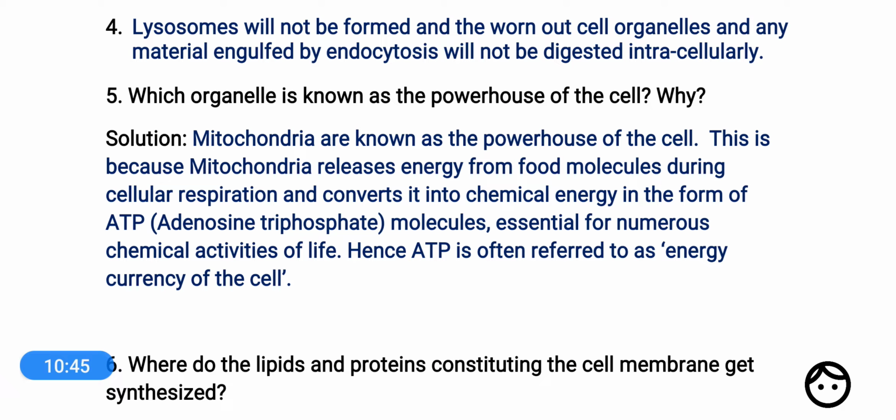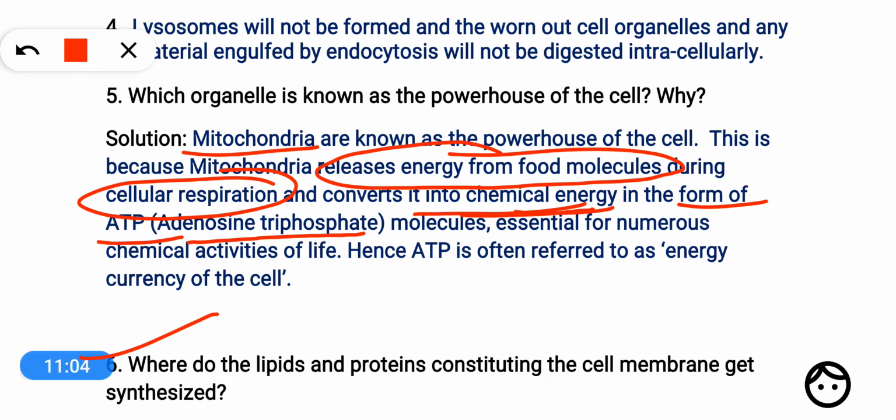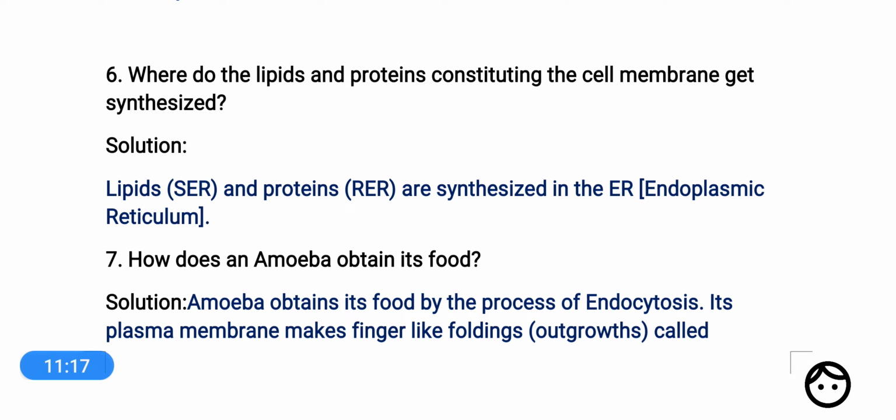Now question number 5. Which organelle is known as the powerhouse of the cell? Mitochondria is known as the powerhouse of the cell. Why? Because it releases energy from food molecules during the process of cellular respiration and converts it into chemical energy in the form of ATP molecules, which are known as adenosine triphosphate molecules. These ATP molecules can give energy to numerous essential chemical activities of life, right? And hence ATP molecules are called the energy currency of the cells. So you got that mitochondria performs cellular respiration and produces ATP molecules, which are the energy currency of the cell.